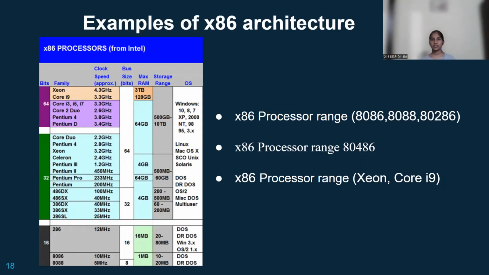x86 processor range, Xeon and Core i9. This is Intel's newest processor range. This range belongs to the 64-bit based x86 family with a clock speed of 3.3 GHz to 4.3 GHz with a bus size of 64. Maximum usable RAM is 128 GB to 3 TB with 500 GB to 10 TB storage space. The capable operating systems are Windows 10, 11, 8, and Linux. So these are the examples of x86 architecture.